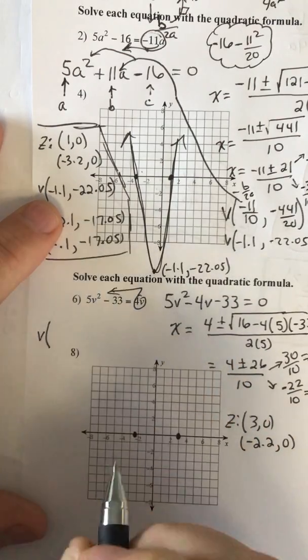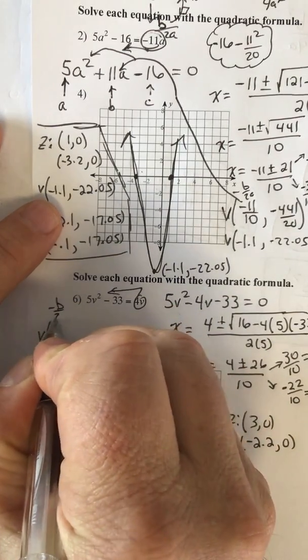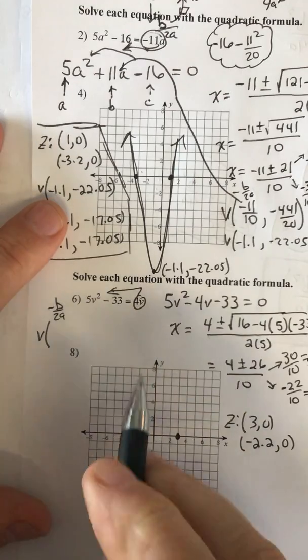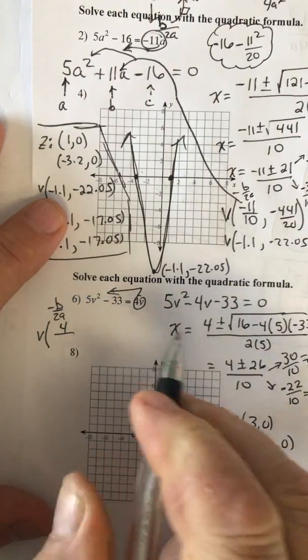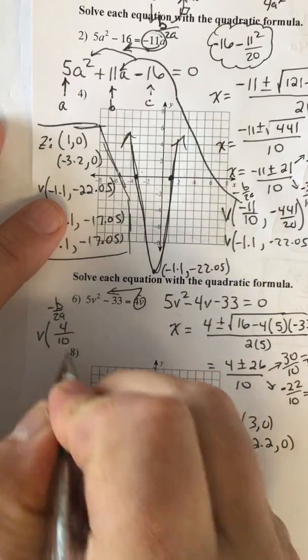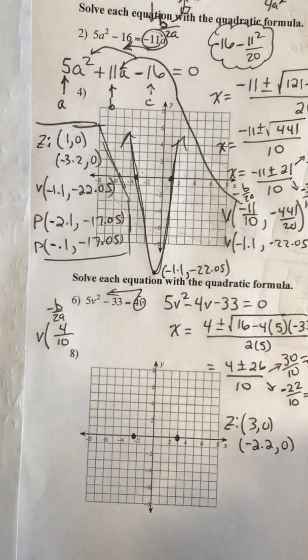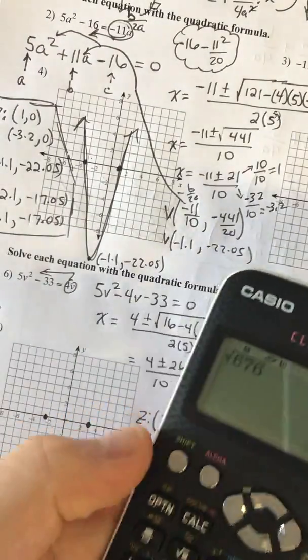Vertex. The vertex is negative b over 2a, and then stick that in. So negative, negative 4, so that's 4 over 2 times a, so that's 10. So the vertex is at 0.4. Now I'm just going to put 0.4 in the equation over here.